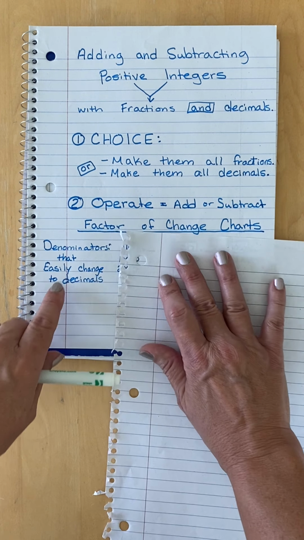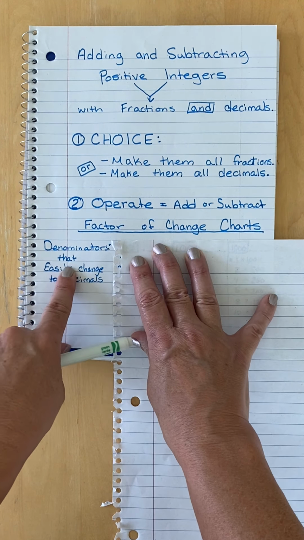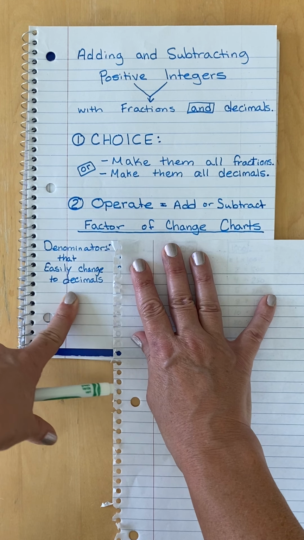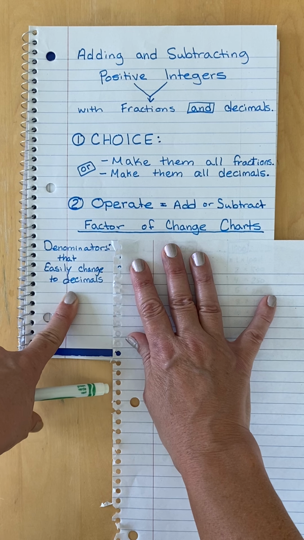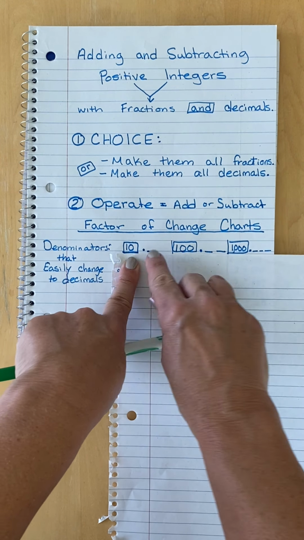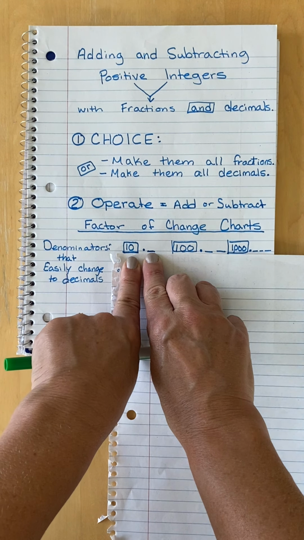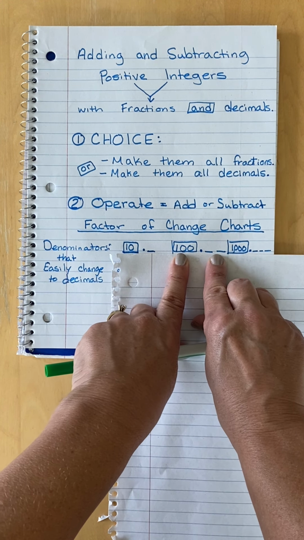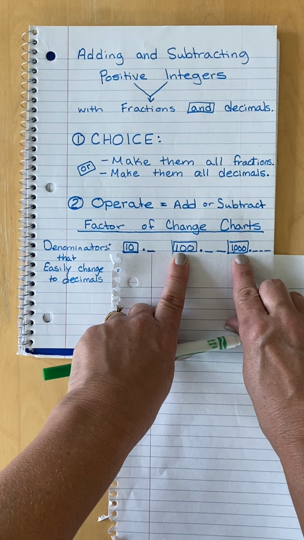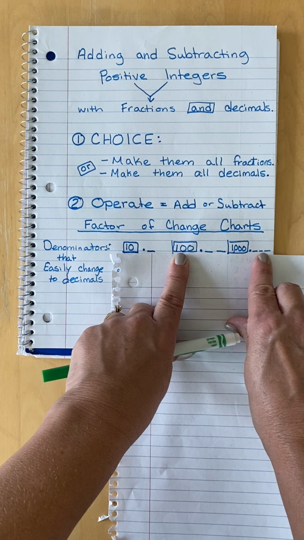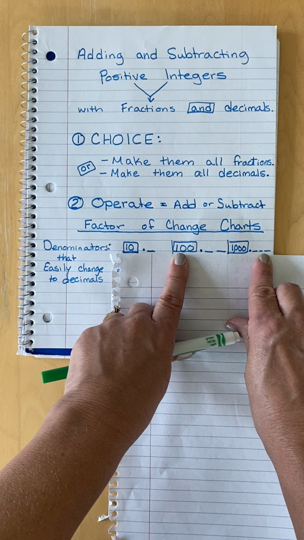So we're looking for here denominators that easily change into decimals. So the denominators that follow our place value chart, we have our tenths place, that's one place past your decimal point. We have your hundredths place, that takes us 2 places past your decimal point. And we have 1,000th, which takes you 3 decimals past your decimal place.